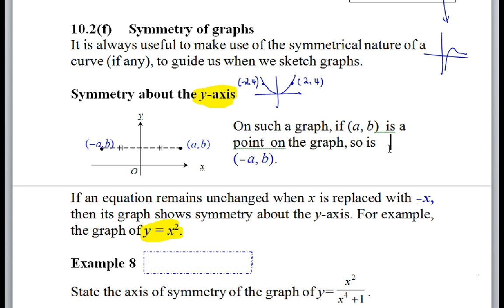Look here. We square a value, and 2 squared is the same as negative 2 squared. 8 squared is the same as negative 8 squared. So this property is satisfied. If the equation remains unchanged when x is replaced by negative x, then it is symmetrical about the y-axis.